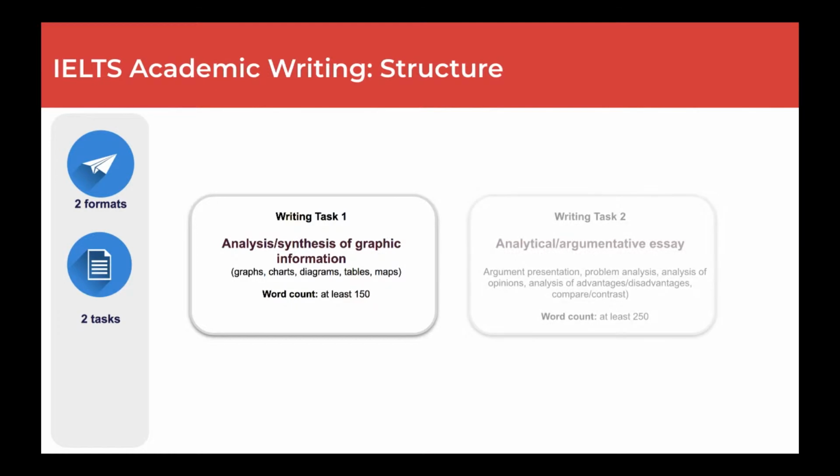The second task requires you to write an analytical or argumentative essay depending on the task type. Here you may be offered an opinion that you need to agree or disagree with. You may be given a problem and you have to analyze causes and possible solutions. We will review those task types in detail a little bit later. And you have to write at least 250 words.